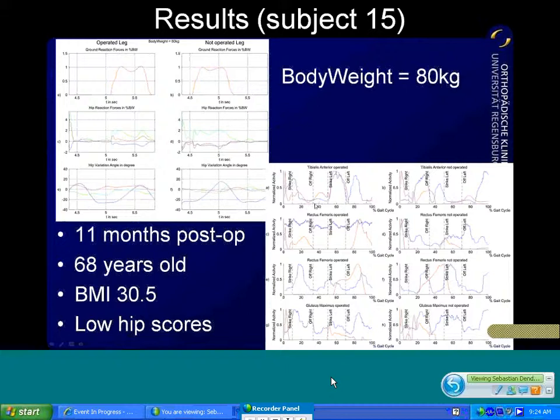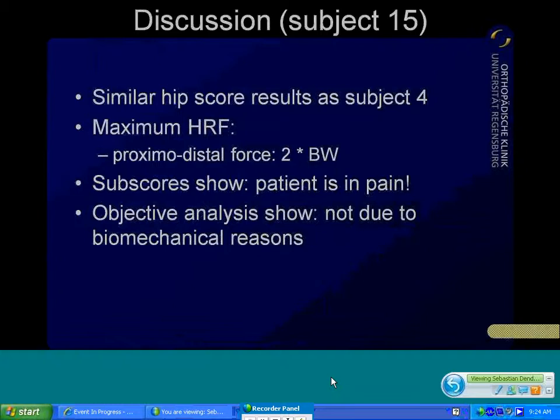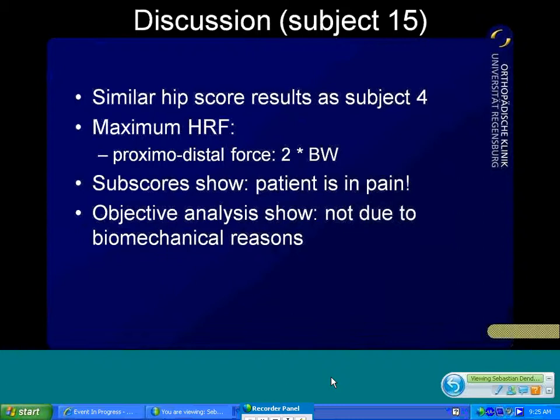Down here we can see again the compared values of the measured EMG values and the calculated muscle activity represented by the red line. So, the ground reaction forces of subject 15 actually indicate a normal gait pattern. The maximum proximal distal hip reaction forces are 2 times body weight. If we have a look into the symmetry, or the ratio of the operated versus the not operated side, it appears to be very similar.